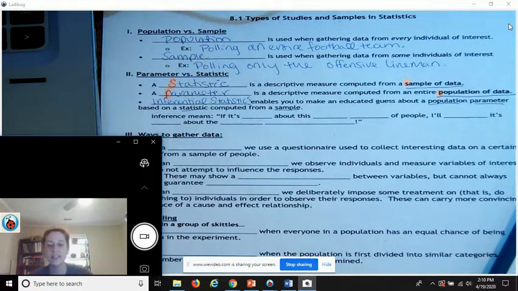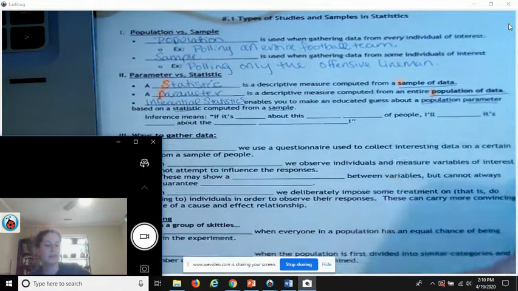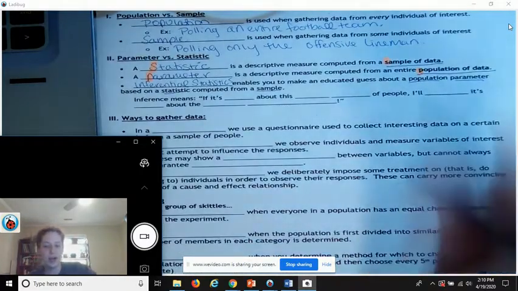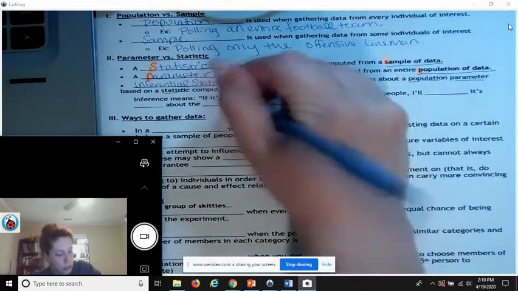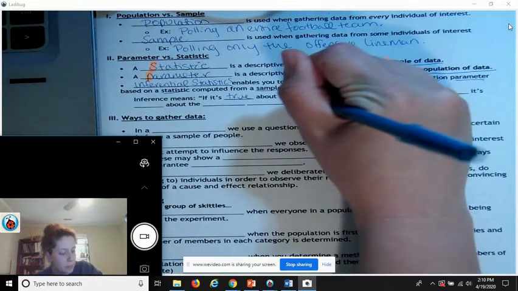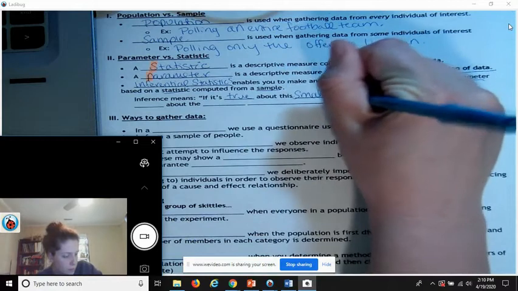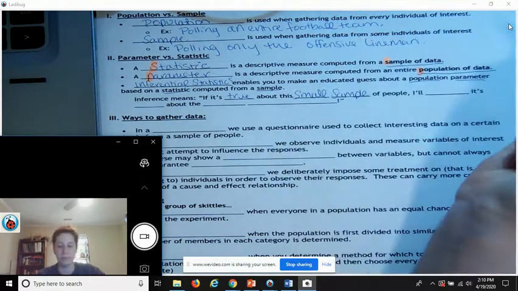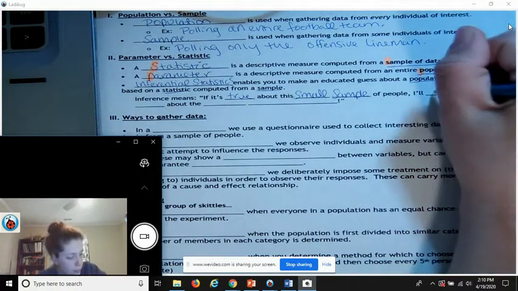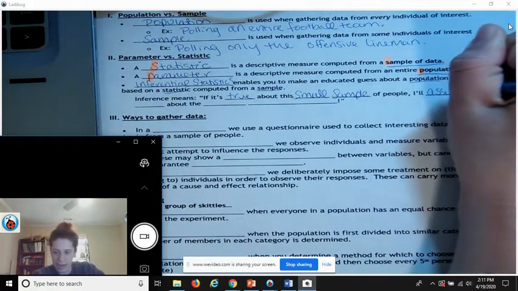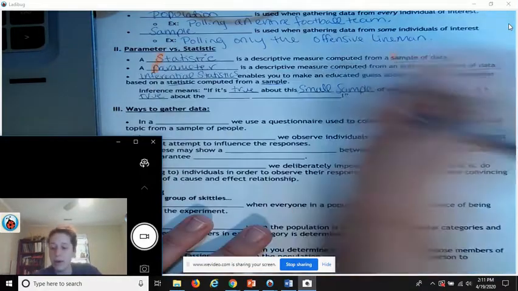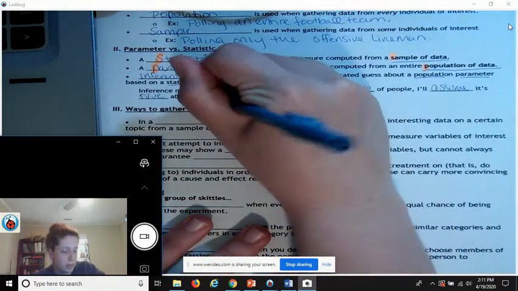So to infer means that we are taking what's true about a small sample of people, and I'm taking that and I'll assume that it's true about the whole population.